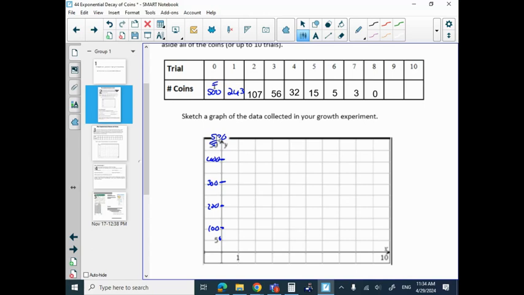So we have a dot at 500, then a dot at 243, somewhere around there. 107, somewhere around here. 56, a little above the 50. My number actually looks kind of like a six there, but it's supposed to be 50. 32, so somewhere a little more than halfway. 15, pretty low down here. Whatever, it gets a little hard to approximate the numbers. And then, what was it, 15, 5, 3, and 0.